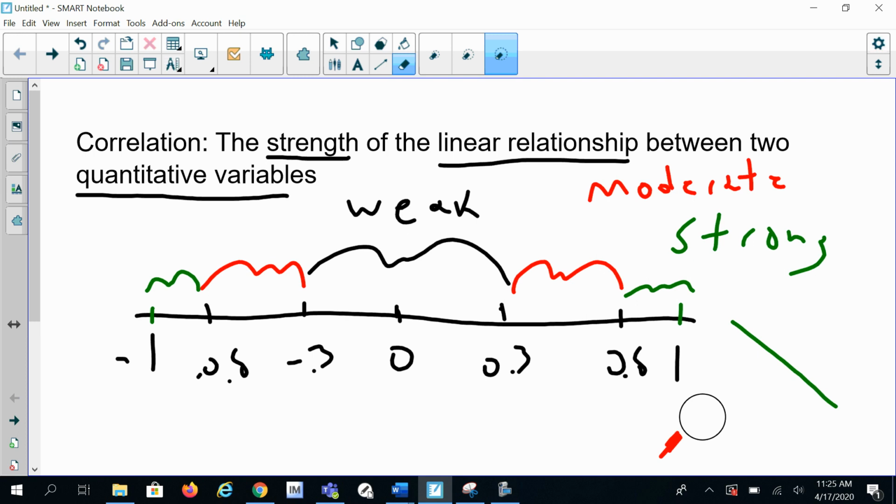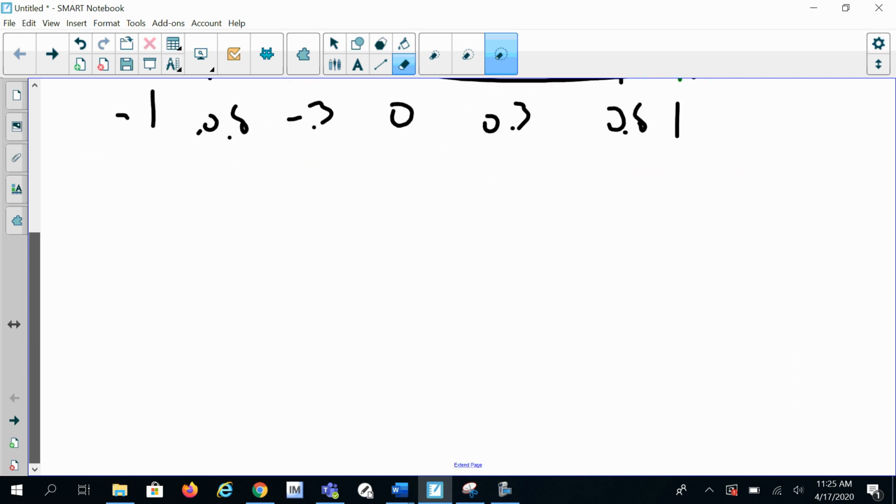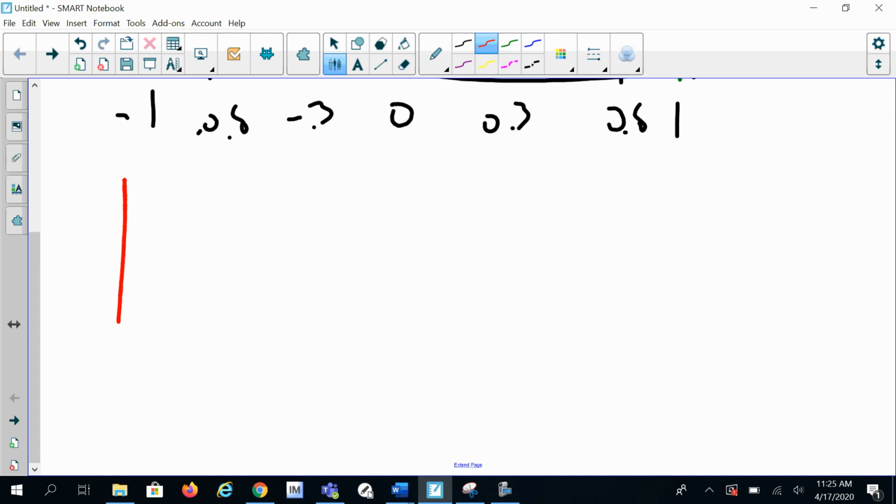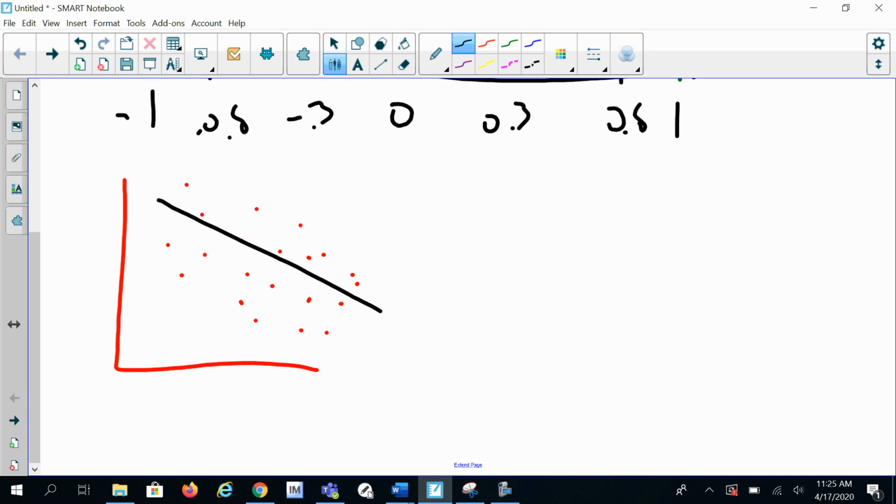Another thing we can do is make some pictures of what these scatter plots would look like. So if I have something that looks like this, I can kind of see a downward trend here, but it's not a very precise relationship. So this we would describe as maybe a weak negative relationship.